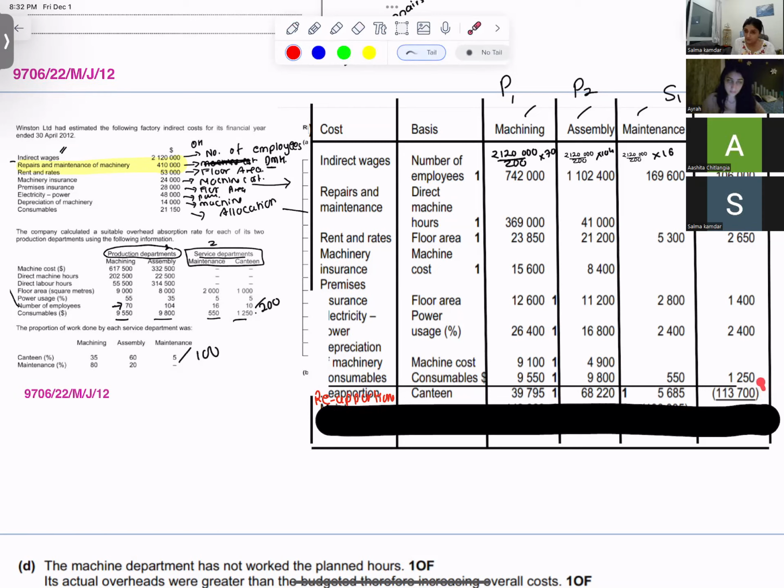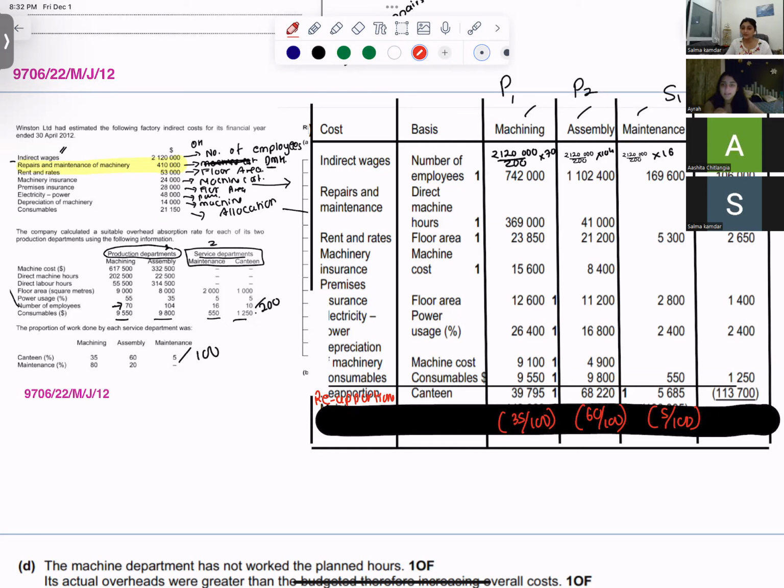You will remove it from here and you will distribute between 1, 2, and 3. On what basis? 35 upon 100, 60 upon 100, and 5 upon 100. Reapportion. You all will watch video 1 and video 2 after I complete this lesson.